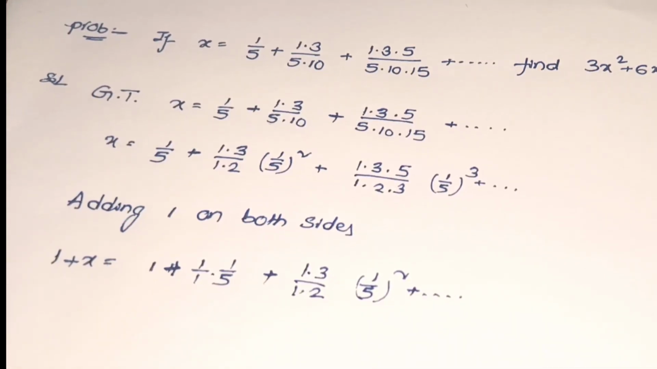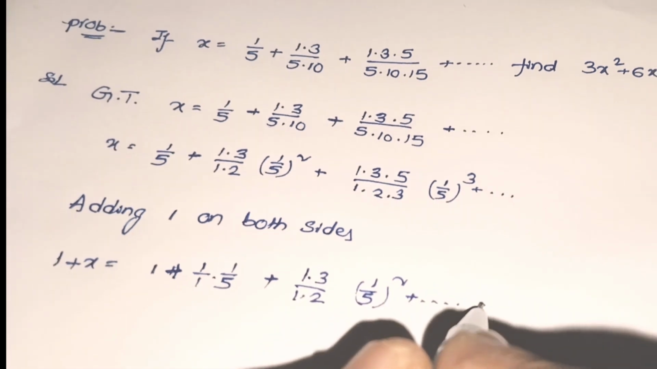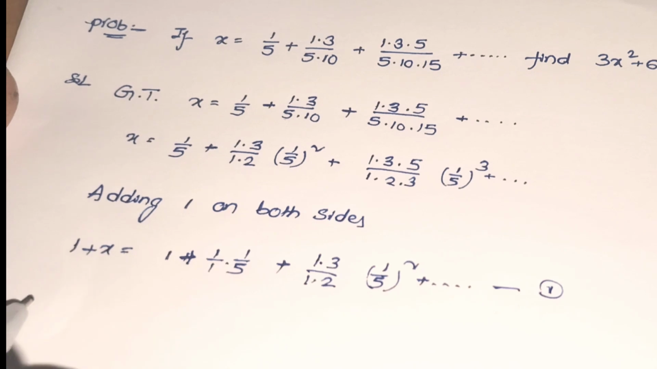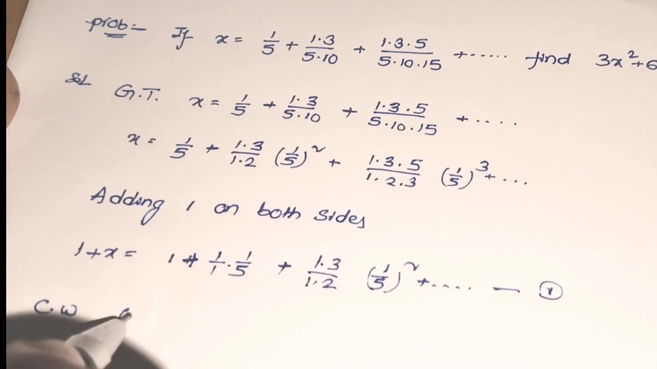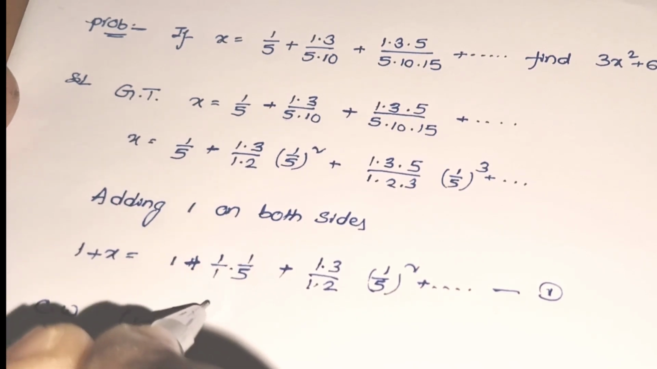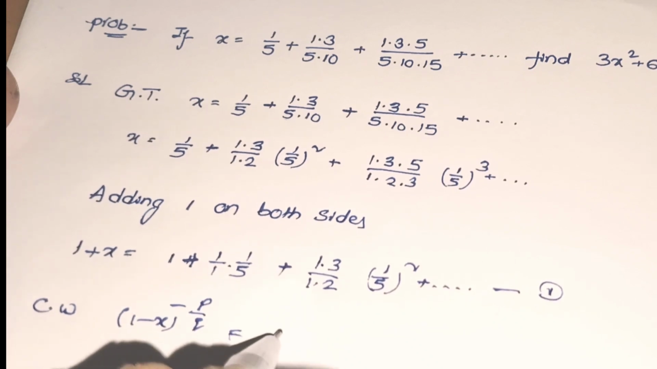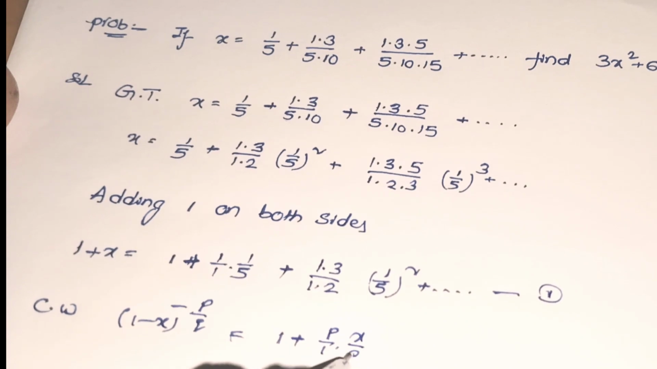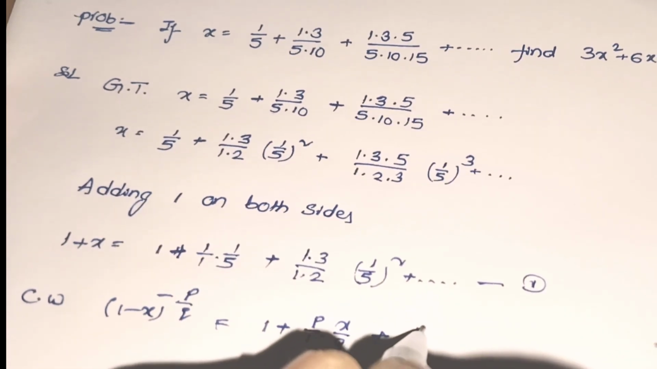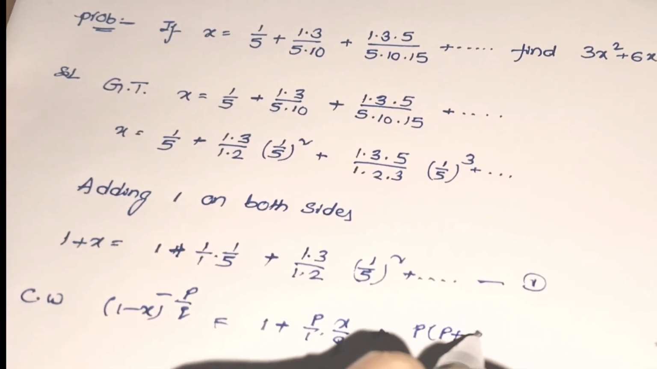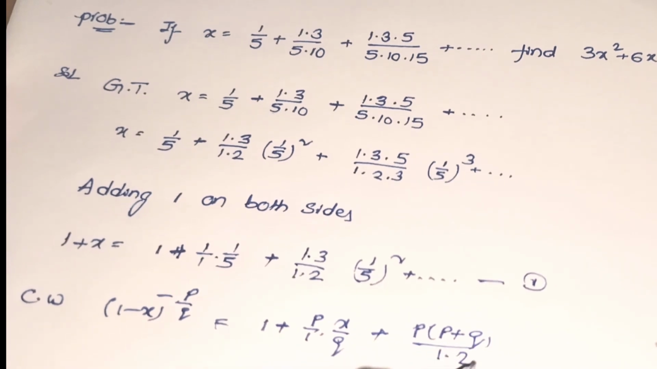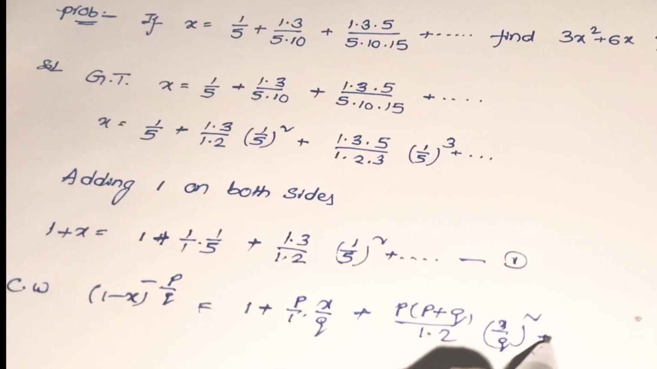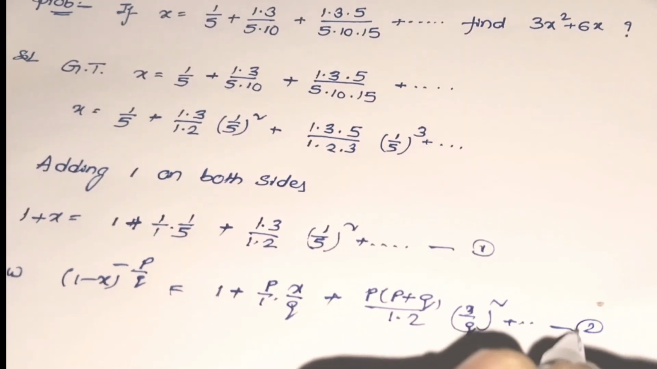Now we are comparing this with the formula. What is the formula? Here in this series all the terms are positive, so we compare with the formula 1 minus x power minus p by q is equal to 1 plus p by 1 into x by q plus p into p plus q by 1 into 2 into x by q whole square plus p into p plus q into p plus 2q by 1 into 2 into 3 into x by q whole cube and so on. Okay, so this is equation 2.